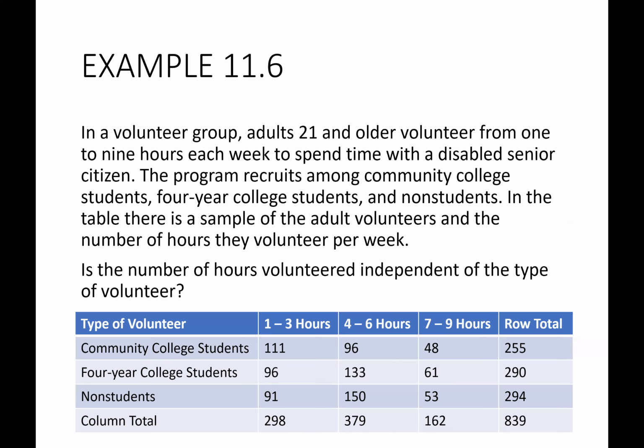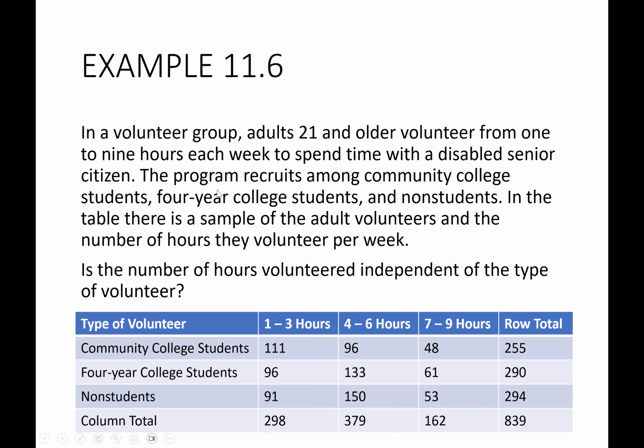And then of the four-year college students, you can see that they surveyed 290, and you can see the breakdown. And then non-students, they surveyed 294, and you can see the breakdown there. And then you can see the column totals, the total that volunteered 1 to 3 hours, 4 to 6 hours, 7 to 9 hours, and then the total number of people surveyed were 839.